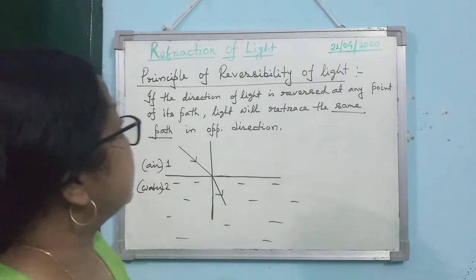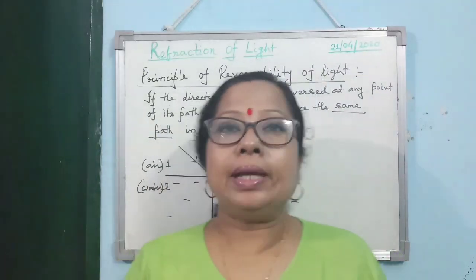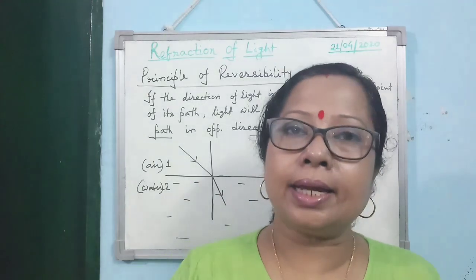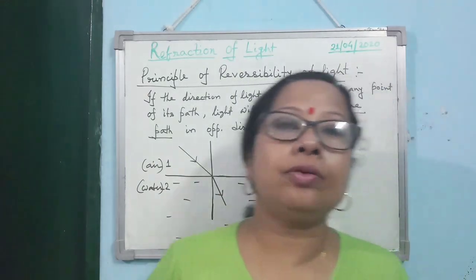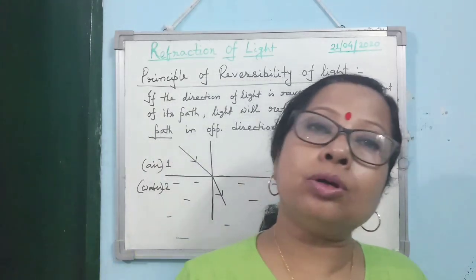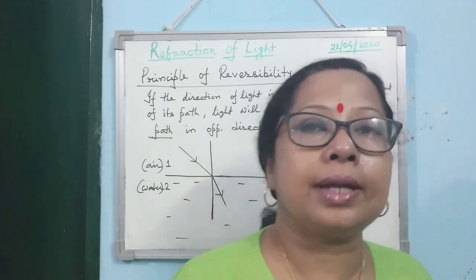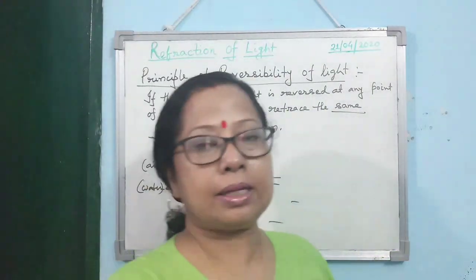Next is the principle of reversibility of light. From the name you can make out that if the direction of light is reversed at one point of its path, then what will the light ray do? The light ray will follow the same path, but in the opposite direction. That is known as the principle of reversibility of light.